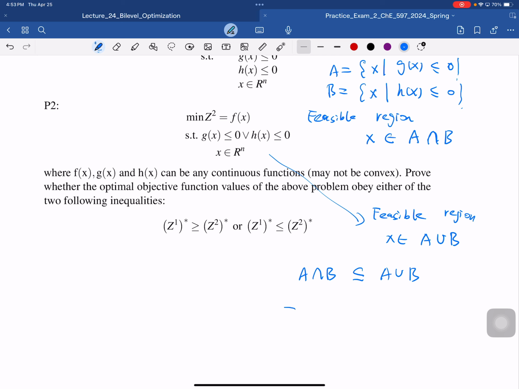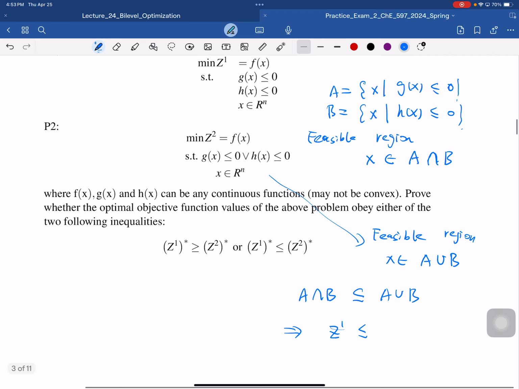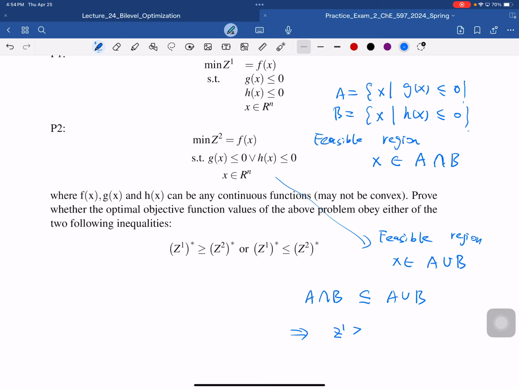So that means we have Z2, Z1 less than or equal. Wait, we are minimizing, yeah, so sorry. Z2 should be smaller. Should be Z1 star greater than or equal to Z2 star, since the first problem is more constrained and we are minimizing. Okay. Any questions here?